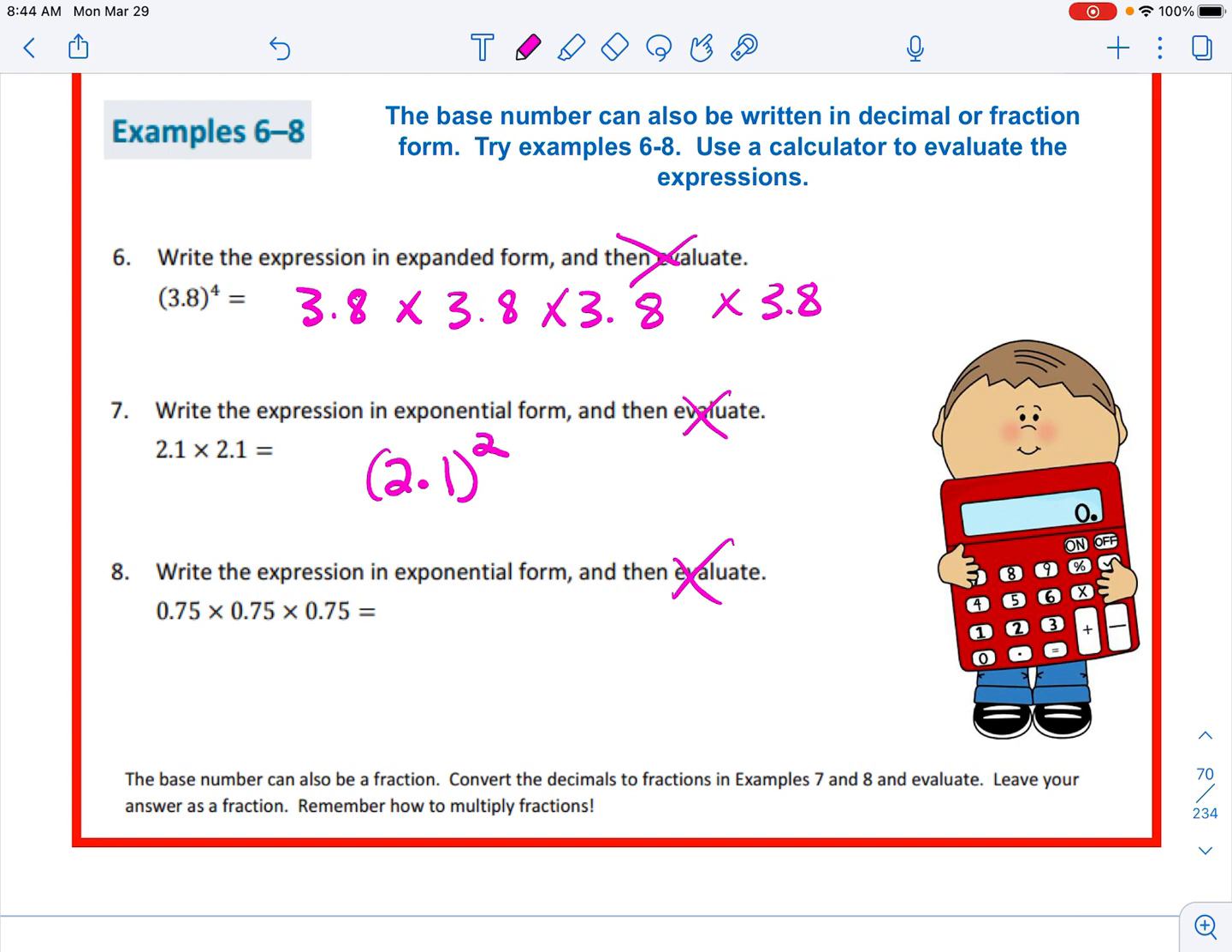All right, now let's look at number 8. Write the expression in exponential form. We have 75 hundredths times 75 hundredths times 75 hundredths. So this is going to be 75 hundredths to the third power. And we can put this in parentheses if we like, just because it's a decimal and it's a little bit different, okay?